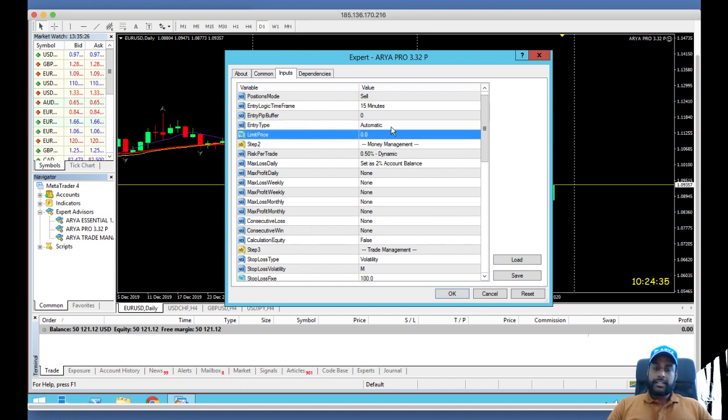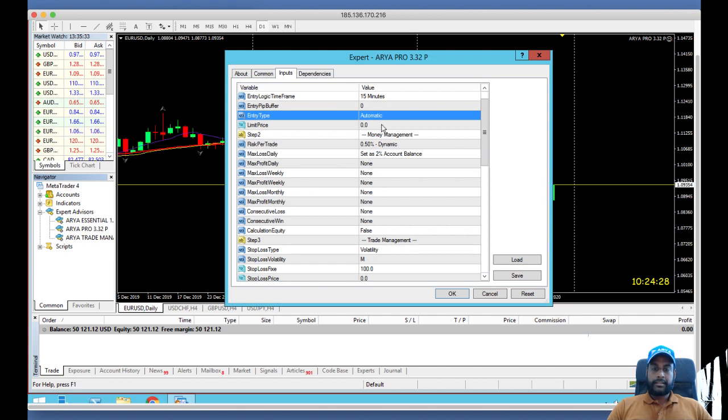Limit price. You select a limit price if on your entry type you have limit order, but we don't have a limit order, we have an automatic execution, so we don't mind this parameter.